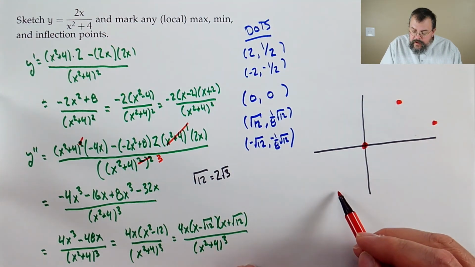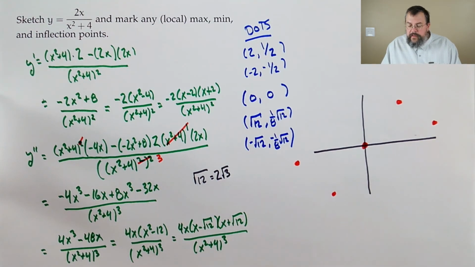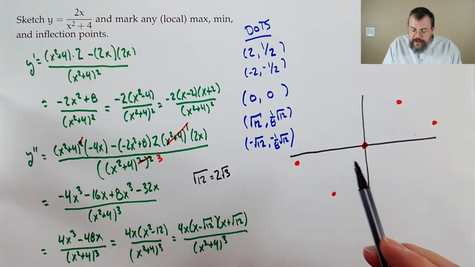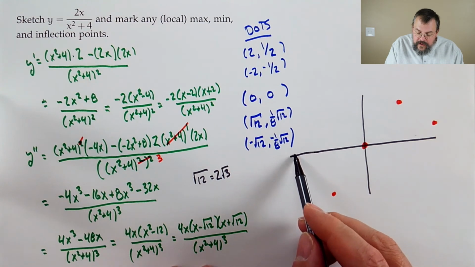Of course, then we have the symmetry. So we have something like that. There are our 5 points. We can already have a pretty good sense now of what's going to happen. All right, now let's talk about what's happening to our derivatives.